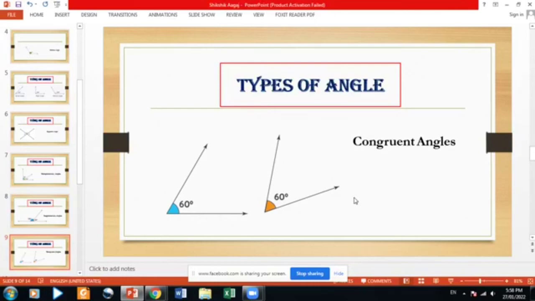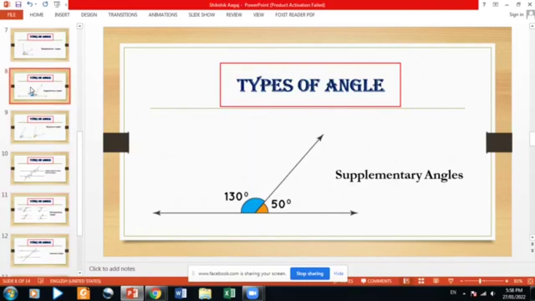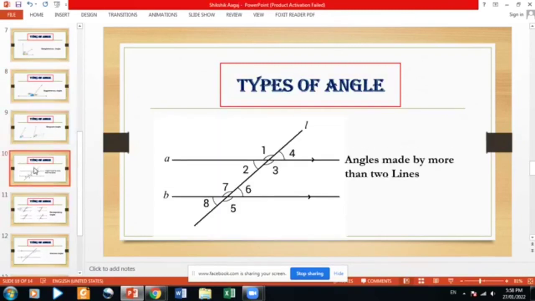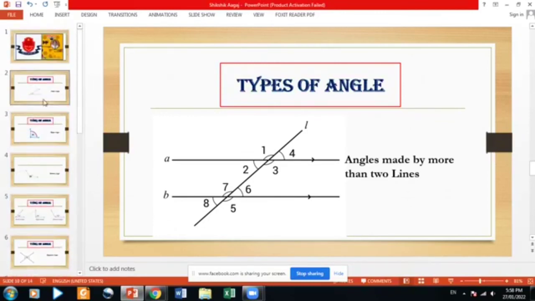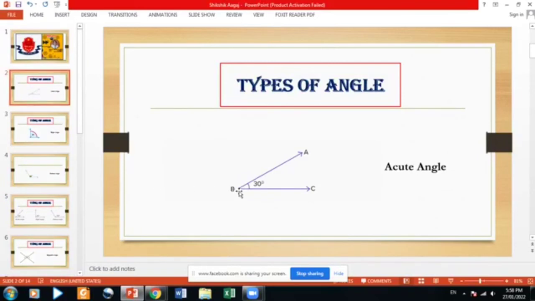They are equal in measurement. So next, now we will see more types of angles. Actually, we have seen first of all what is an angle: when there is a union of two rays from one origin, in a particular direction, their directions are different.